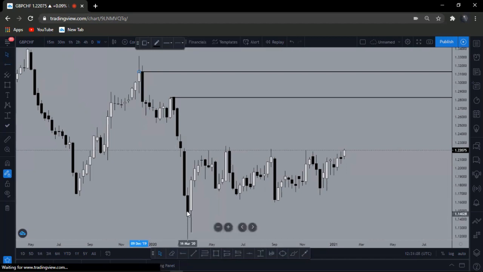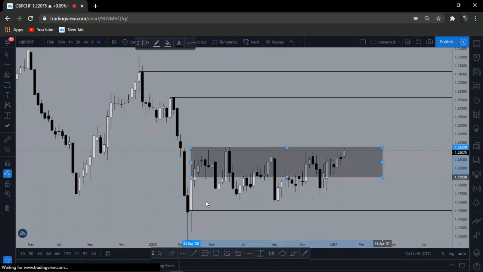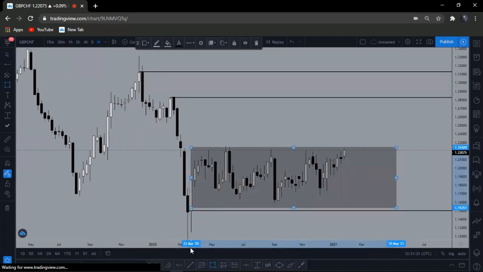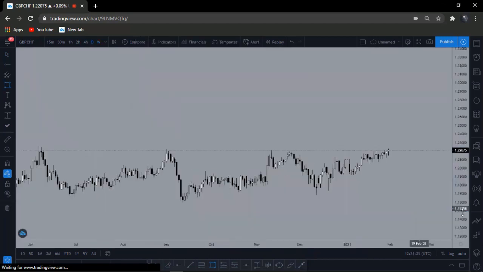This is the bottom of the market, and as you can see here, the market has been ranging since 23rd March of 2020. Now, when I drop into low time frame, let's look at daily time frame.